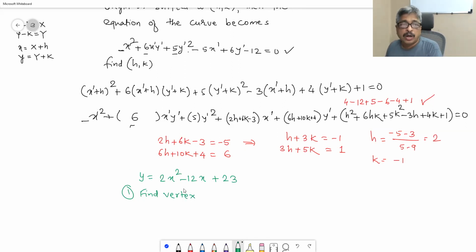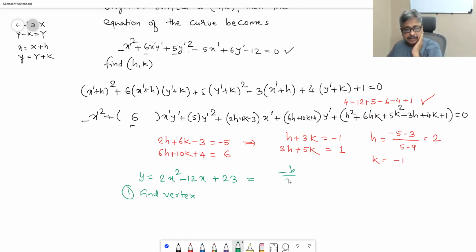Hey, do you know how to do this? We have done it long back. But I suppose you must be aware of this method of completing the square. So the vertex is... can you tell me what is the vertex of this? Or have we found out the formula?